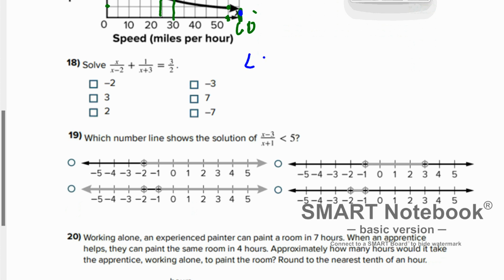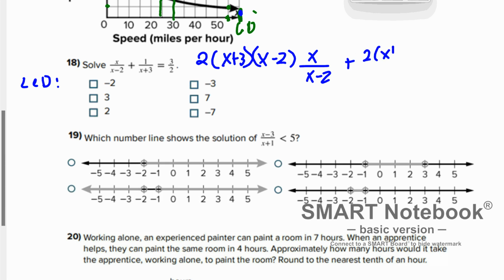18, so you want to get your LCD. So how do you get rid of dividing by x minus 2? Don't we multiply everything by x minus 2? So we're going to multiply everything by x minus 2. So let's put this LCD more maybe over here, LCD. So I want to multiply everything by x minus 2, right? Because then they get rid of that, right? But how do I get rid of dividing by x plus 3? Don't I also have to multiply by x plus 3? Okay. Then how do I get rid of dividing by 2? I would have to multiply by 2. So the first fraction I have to multiply by all three of those things. Then the second fraction I have to multiply by all three of those things. I'm going to run out of room here.